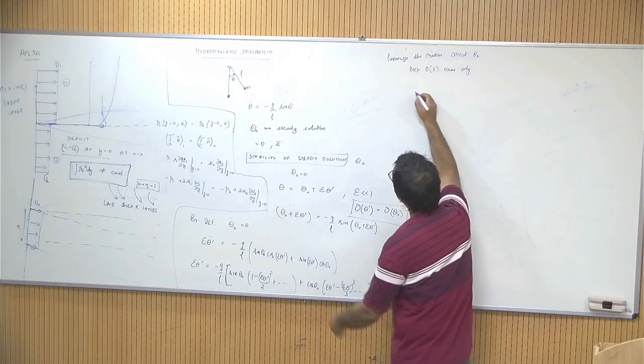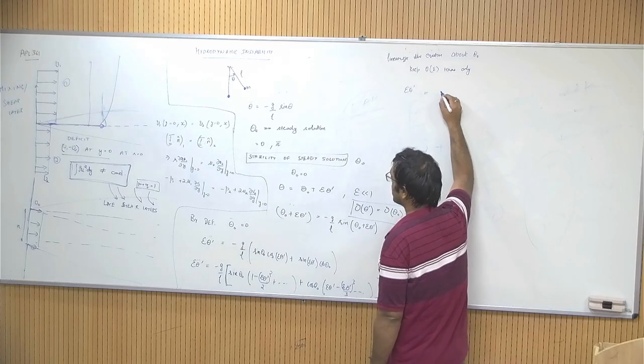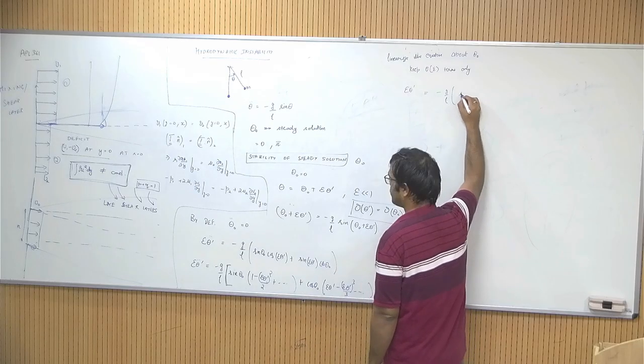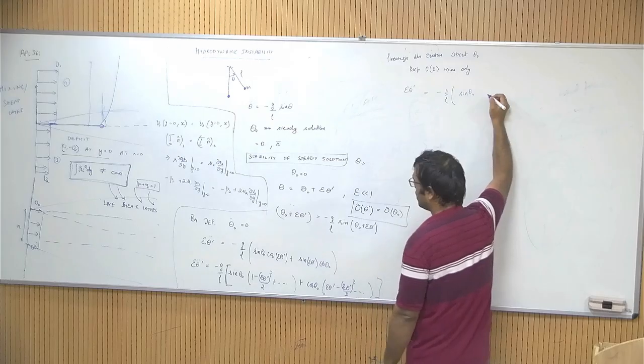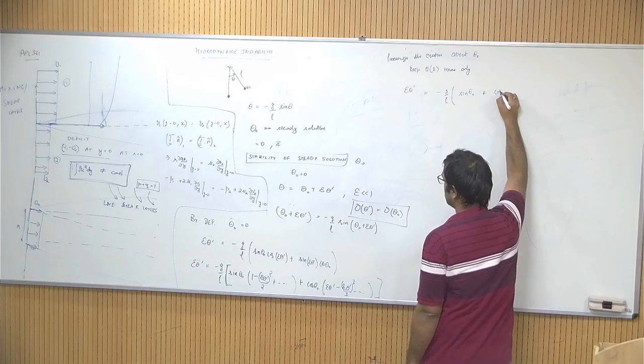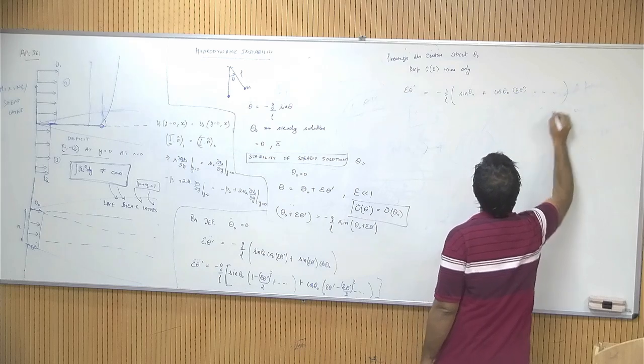Okay. So, on the left hand side we have epsilon theta double prime, and on the right hand side what do we have? We have minus g by L of sine theta naught, okay, and then the rest we will get epsilon square terms, and then plus a cos theta naught times epsilon theta prime, and then we have higher order terms.